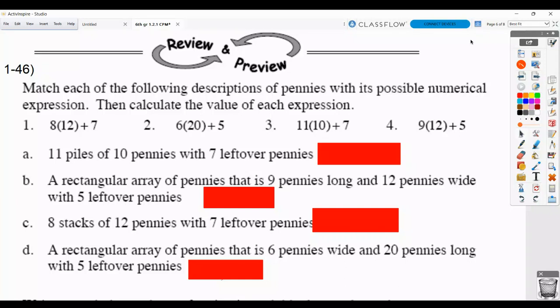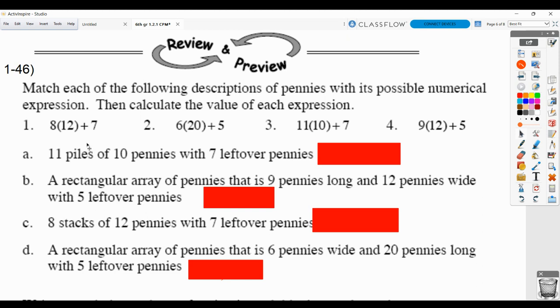This video is to allow you to correct your homework for section 1.2.1. So the first one was 146. You had to match the descriptions of the pennies with a possible numerical expression and then calculate the value of the expressions. So the first one we have is 11 piles of 10 pennies with 7 left over.